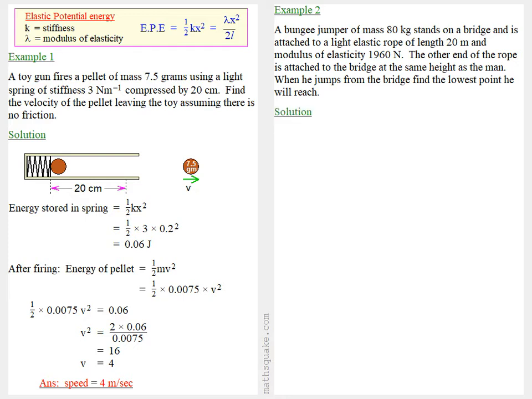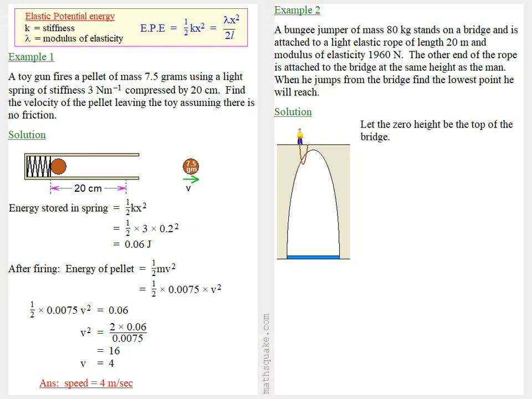Well, we can solve this using energy, but first we have to decide where is the zero for potential energy. So let the zero height be the top of the bridge. And then using the conservation of energy, the initial elastic and potential energy must equal the final elastic and potential energy.